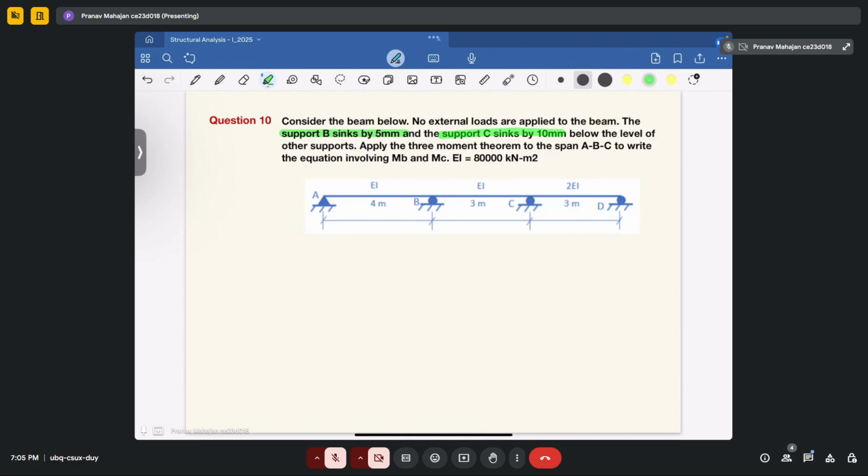Okay, now we will apply the three moment theorem for the span ABC, and we have to write the corresponding equation involving MB and MC. Since internal supports will have some moments, but those which are at the end, or you can say end supports, will be having zero moments. That means your MA will become equal to 0. Correspondingly, your MD here will also become equal to 0.